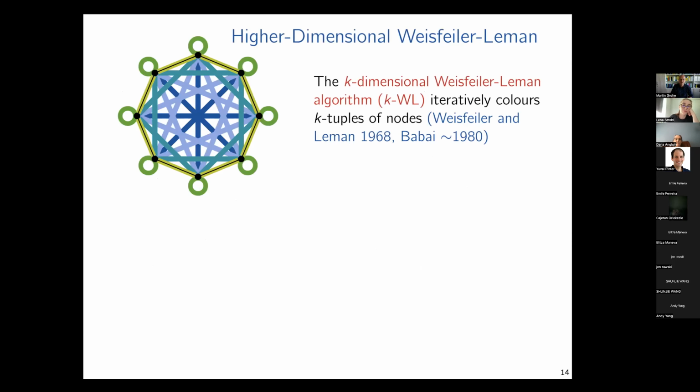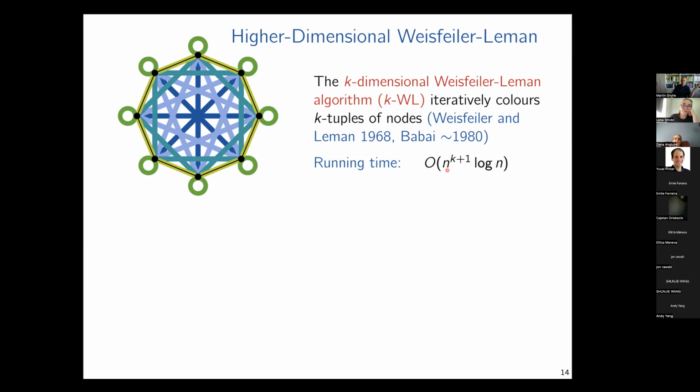Okay, let's move on quickly. One slide about higher dimensional Weisweiler-Lehmann. So in the k-dimensional version, instead of coloring vertices, we color k-tuples of nodes. Okay, this goes back to a paper of Weisweiler and Lehmann, where they looked at this for k equals 2. It's called the classical Weisweiler-Lehmann algorithm. And then it was later generalized by Babai around 1980. And this also plays an important role in the theory of the graph isomorphism problem.